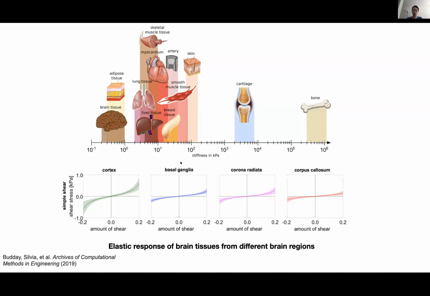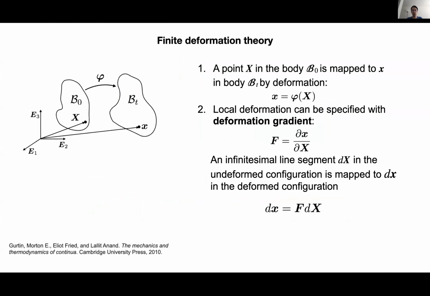And to understand these neo-Hookean models, we need to use this finite deformation theory. So in the linear elastic theory, the undeformed configuration overlaps with the deformed configuration because the deformation is small. And in the finite deformation theory, since the deformation is finite, we have this mapping from the initial or undeformed configuration to the deformed or the current configuration.